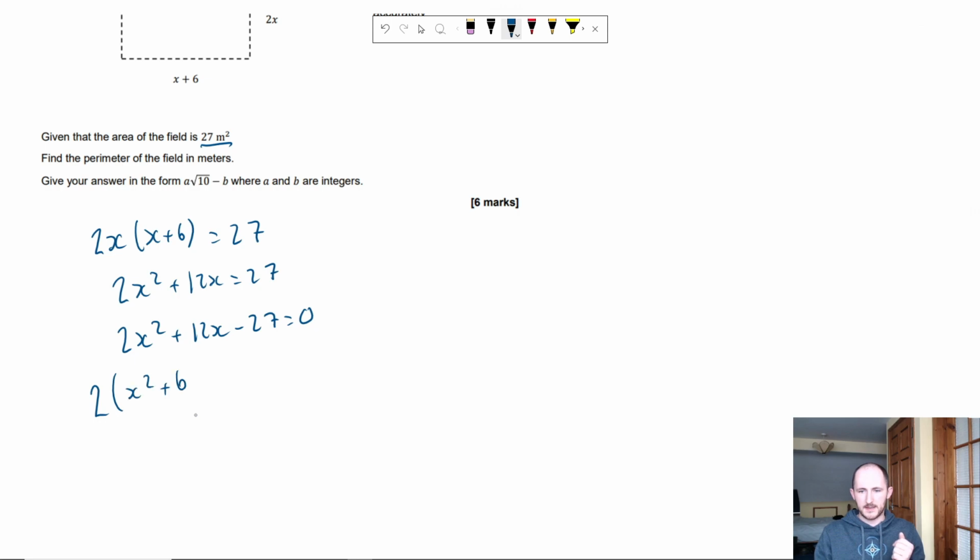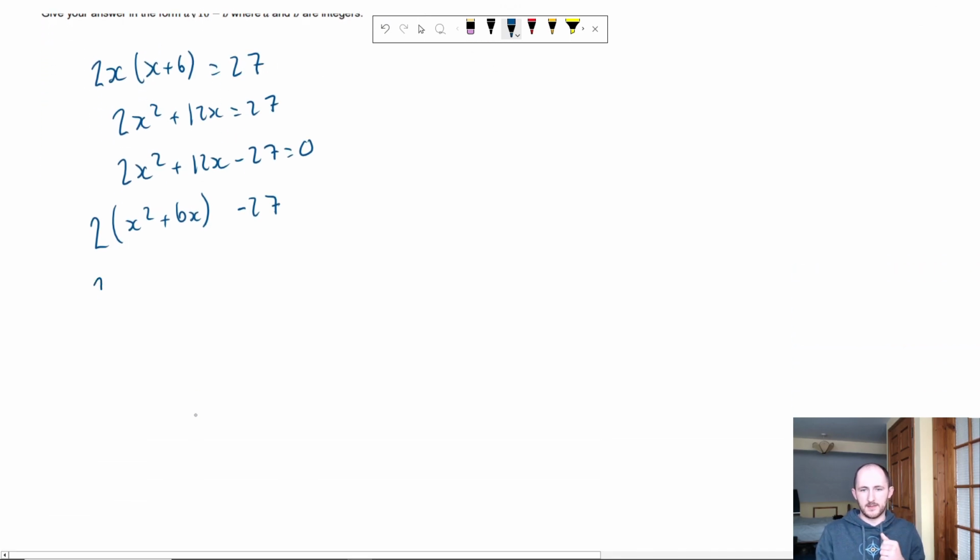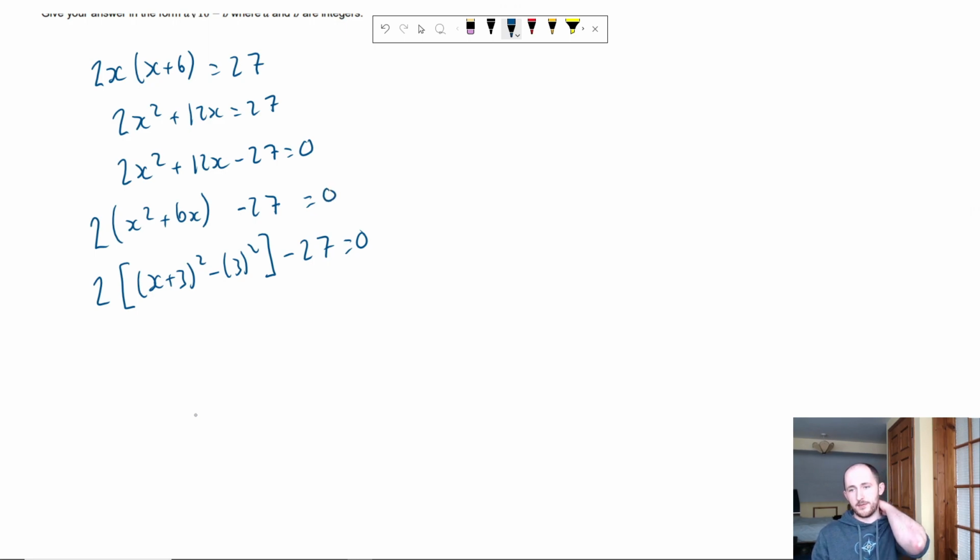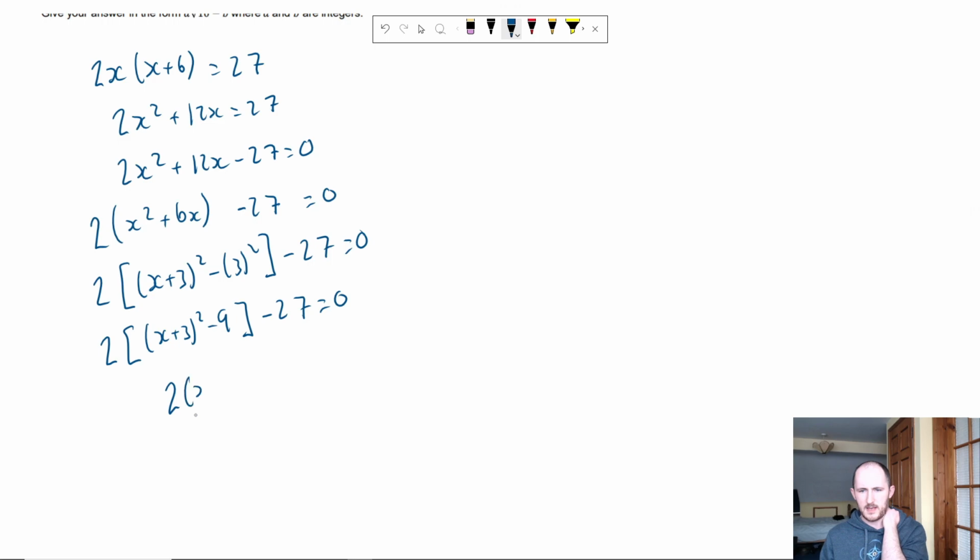X squared plus 6x minus 27. Do completing the square on the first bit, so you know this is rinse and repeat. We've done this quite a few times. X plus 3 squared minus 3 squared minus 27. Again, this all equals 0. I'll probably leave out the equals 0 for a little bit, but actually I'll try and write it all down. X plus 3 squared minus 9 minus 27 equals 0. Expand those brackets, we get 2 x plus 3 squared minus 18 minus 27 equals 0.